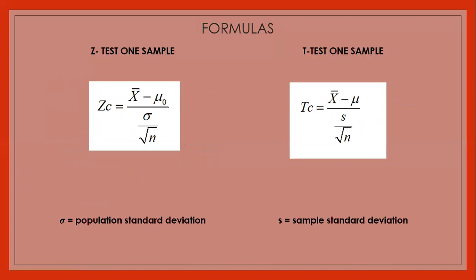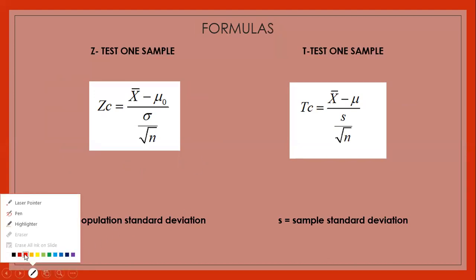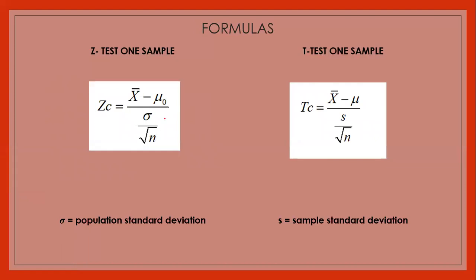These are the formulas of your z-test and t-test one sample. If you look at the formula, halos pareho lang siya. Nagkakaiba lang tayo dun sa notation ng standard deviation. Dito, ang notation is for the population standard deviation, whereas dito po, ang notation na ginamit natin is the notation for sample standard deviation.